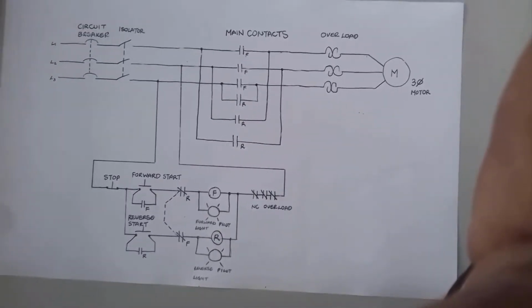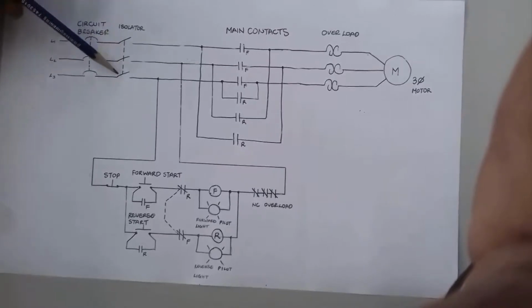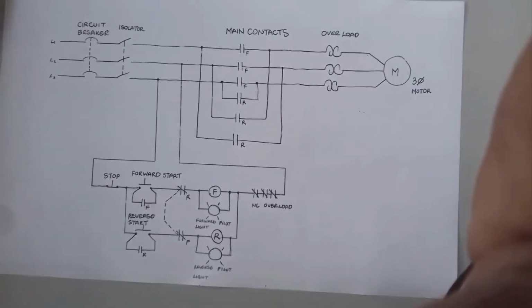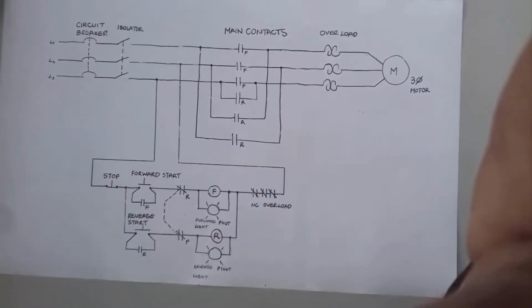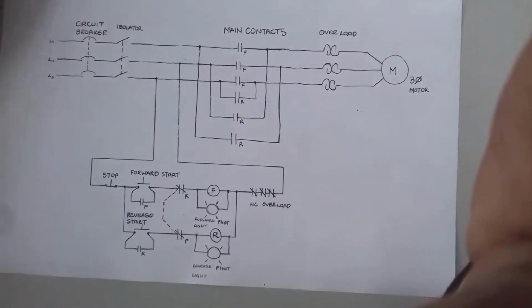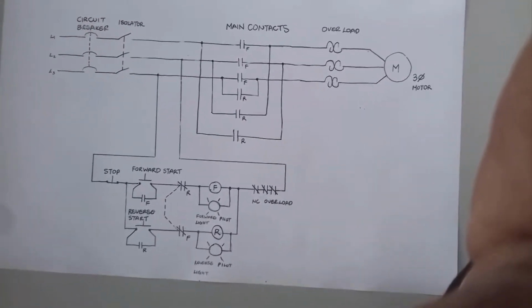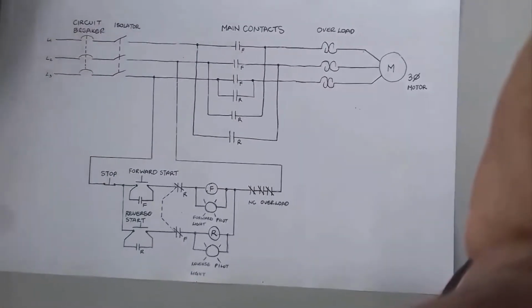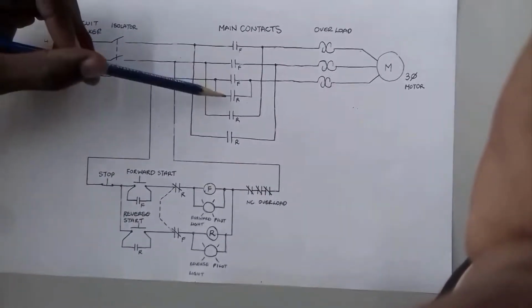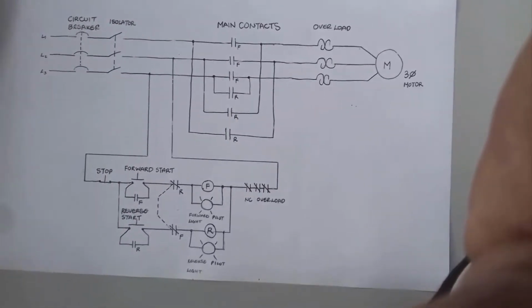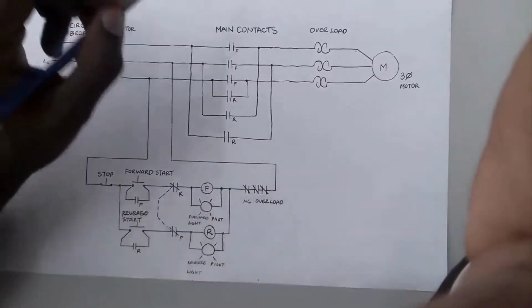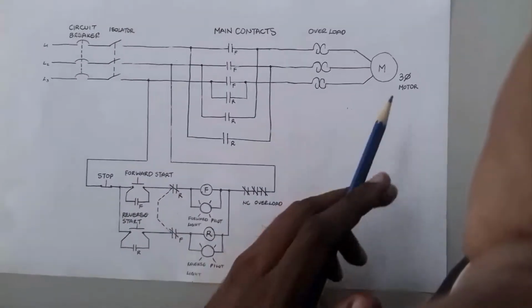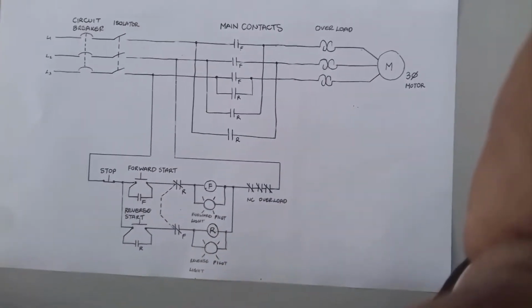Then we have our isolator. Our isolator also has a mechanical interlock, so you have to open and close all three phases at the same time, and it is used to isolate the supply from our circuit. Then we have our main contacts, and we have three main contacts for the forward contactor coil and three main contacts for the reverse contactor coil. We have our overload coils. We have our three-phase motor.